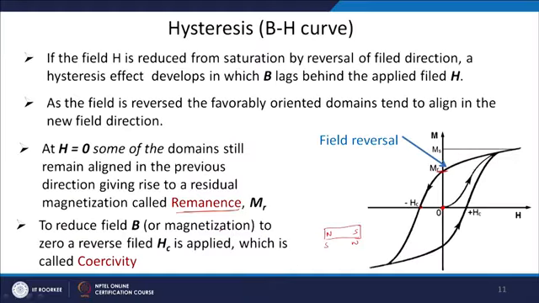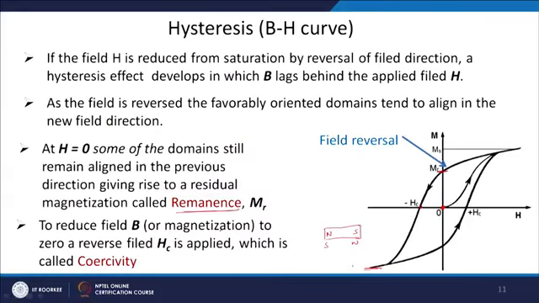So, these are the two very important properties of any magnetic material: what is the remanence value and what is the coercivity value. And this happens during the field reversal. Again you can go into the negative direction as you went into the positive direction here. Again you will reach a saturation. Now, all the domains are reversed and they are aligned in the reverse direction.